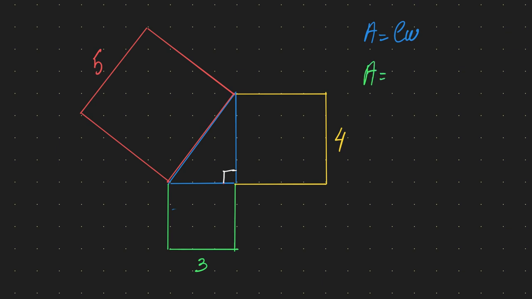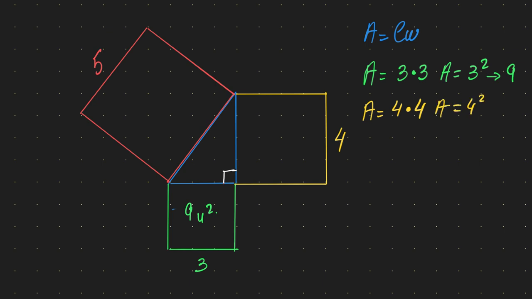The area of the green square will be 3 times 3, or another way we can write this is 3 squared. And that will equal 9. Okay, so let's write that 9 square units in here. We found the surface area for that square, so let's find the surface area for the yellow square. Again, we're doing length times width. Since it's the same one, we can write 4 times 4, multiplying by itself, or we can write 4 squared. And that will equal 16.